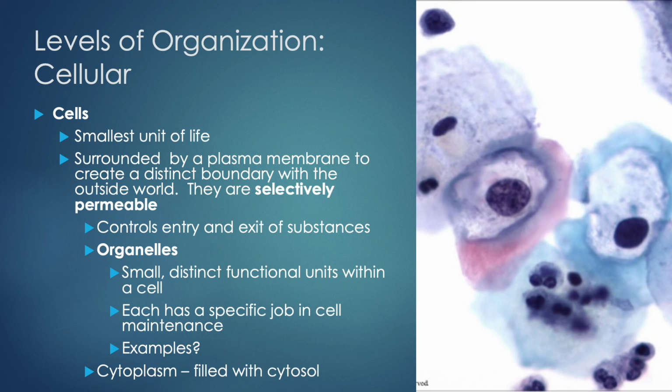Moving up one step is the cellular level of organization. So when we look at cells, like what you see in the image on the right, you're looking at the smallest possible unit of life. There is such a thing as a single cellular organism. So these are surrounded by a plasma membrane, and that plasma membrane is important because it creates a distinct boundary with the outside world. And we'll use the expression selectively permeable a lot throughout this course.